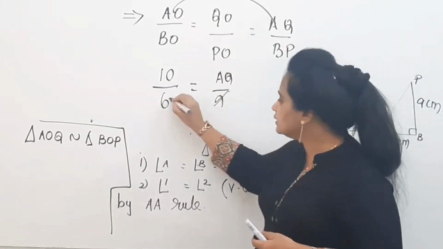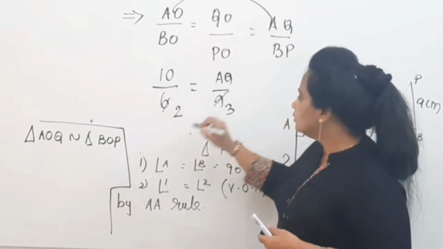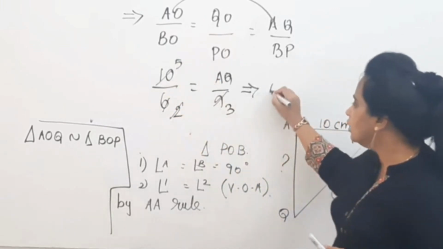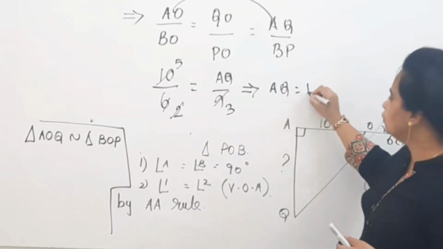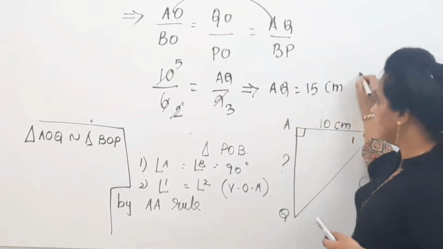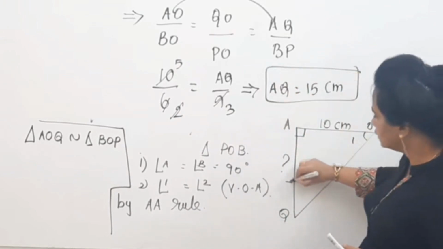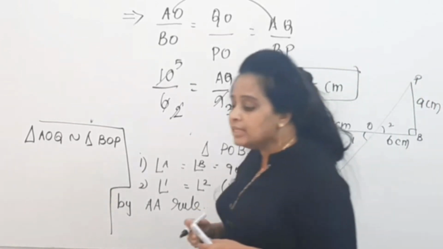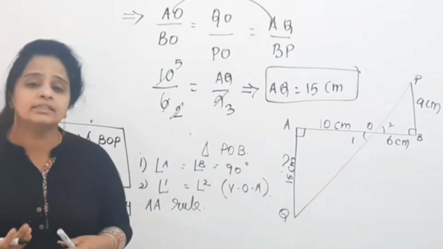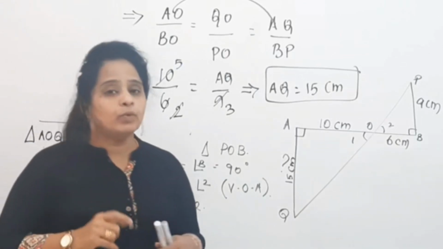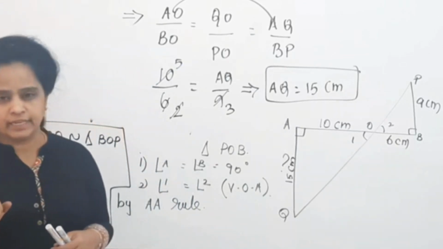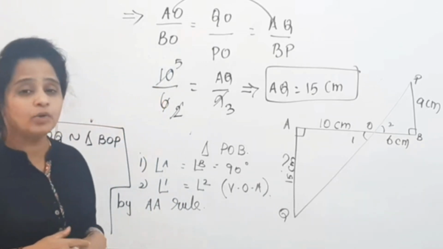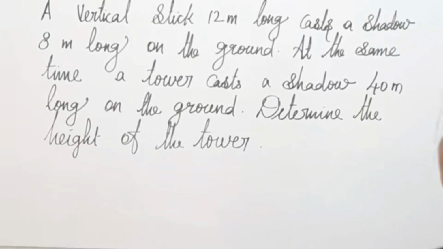Now I can cancel this by 3s, 2 3s are, 3 3s are, and this is cancelled. So cross multiplication, AQ is equal to 15 cm. I get my answer. AQ is 15 cm. Okay, everyone understood? Based on what is asked and what is given, we will pick up the ratios exactly. Otherwise, we will not be able to find the value which is asked.